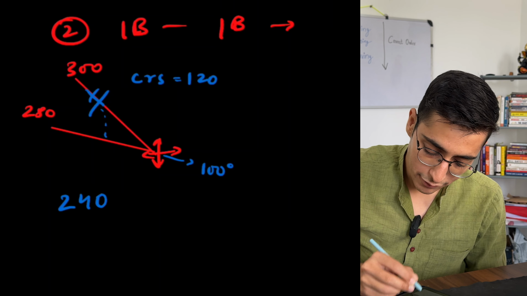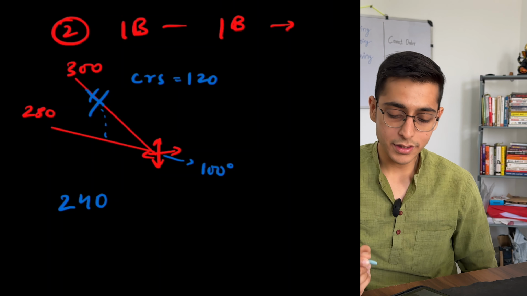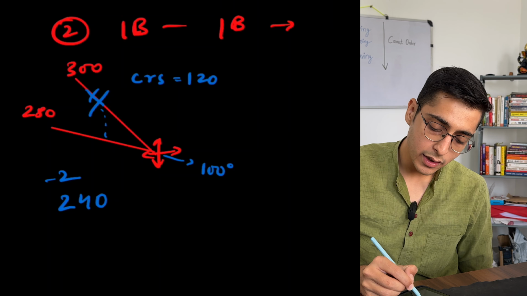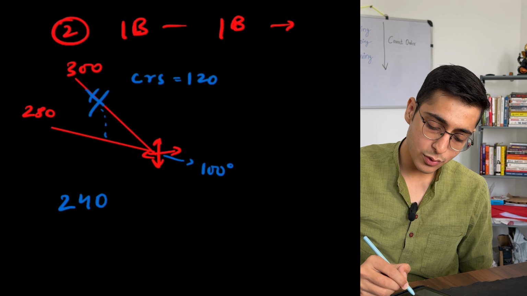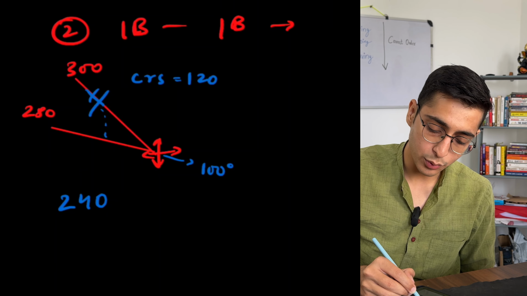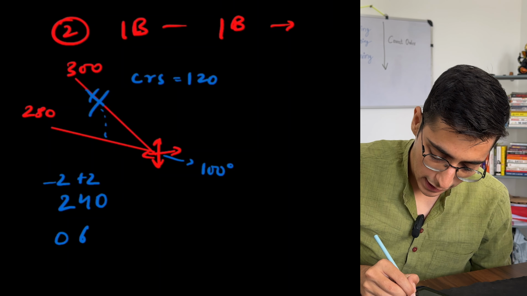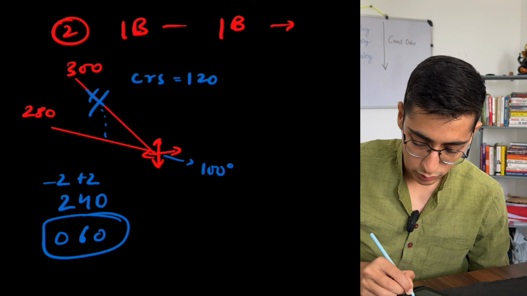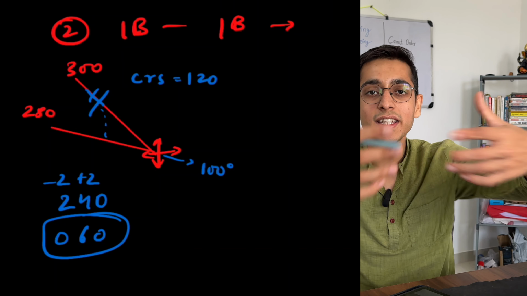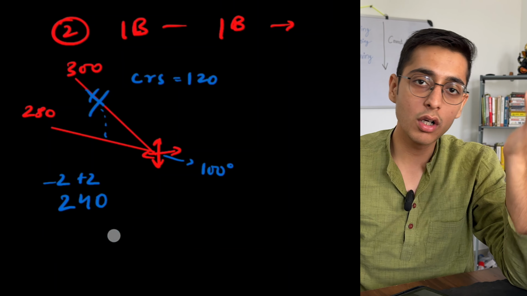Now let's just say I had 240. This digit is 2 or 3. If this is 2 or 3, then you subtract 2. If this is 1 or 0, you add 2. So for 240, I'll subtract 2 here, I'll add 2 here. It will be 060. 060 will be my reversal. So this is an easier way to calculate the reciprocal of a certain heading.